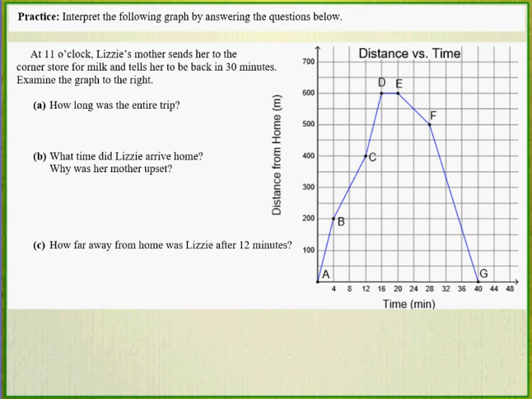Okay, let's interpret the following graph by answering the questions below. At 11 o'clock, Lizzie's mother sends her to the corner store for milk and tells her to be back in 30 minutes. So she's supposed to be back in 30 minutes. Let's examine the graph to the right.